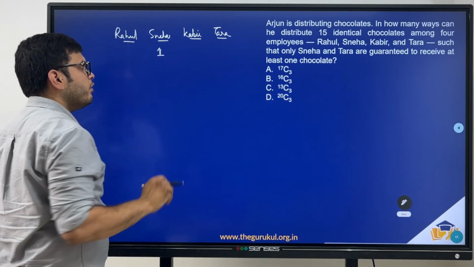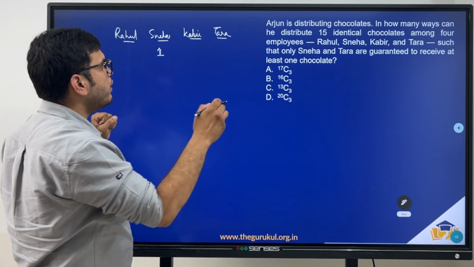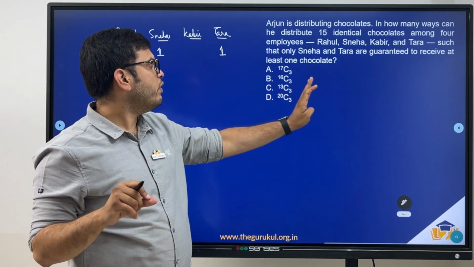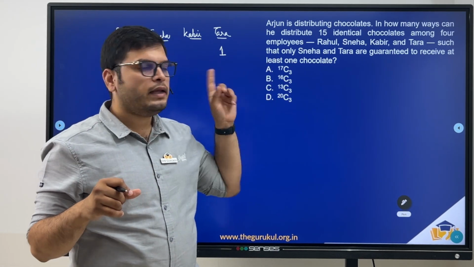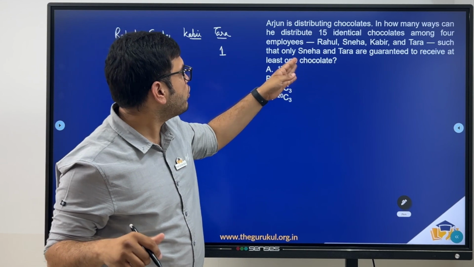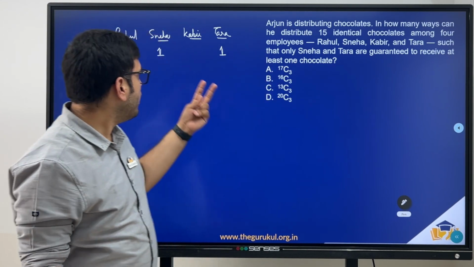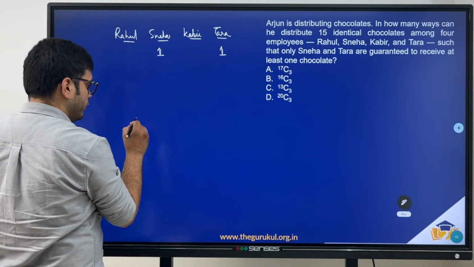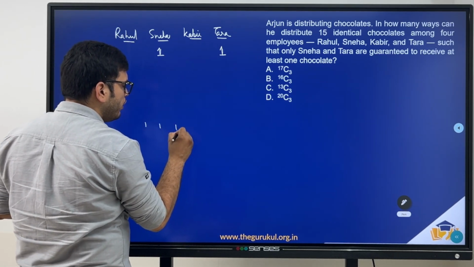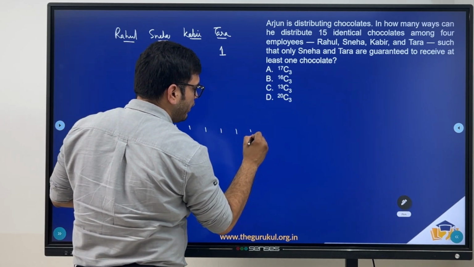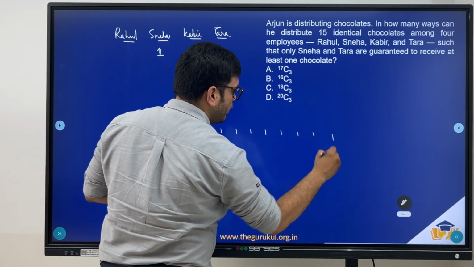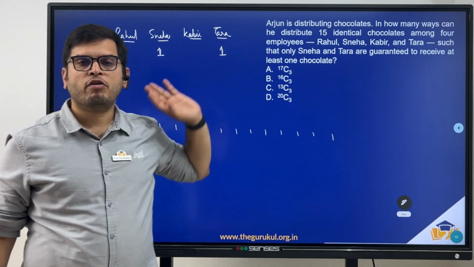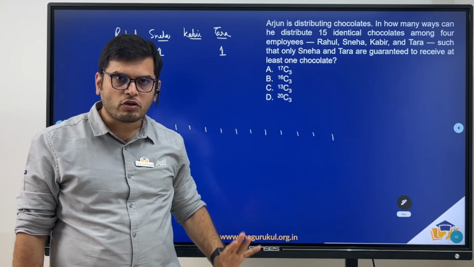So let us first satisfy that condition for Sneha and Tara. Let us assume that Arjun has already given one chocolate to both Sneha and Tara. Arjun has a total of 15 identical chocolates. After giving 2 chocolates to Sneha and Tara, he will be left with 13. So now he has to distribute these 13 chocolates among these 4 people. Now the given condition is also satisfied.